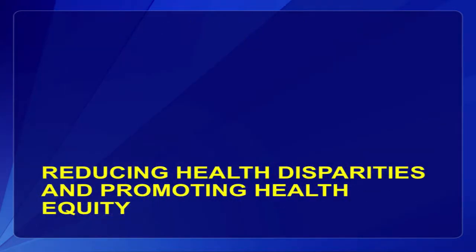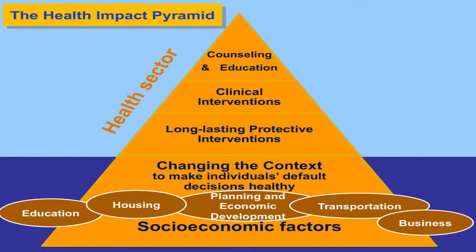So, reducing health disparities and promoting health equity. I referred on the panel to the health impact pyramid. If you go down the pyramid, there is less individual effort. If you go up the pyramid, more individual effort. Things that affect the general population, I told you how education is important. You want more school. Education, housing, transportation, business affects everyone and gives a better health outcome.